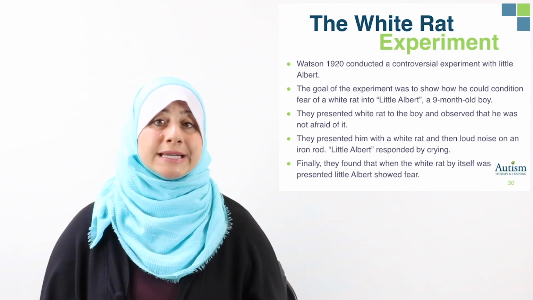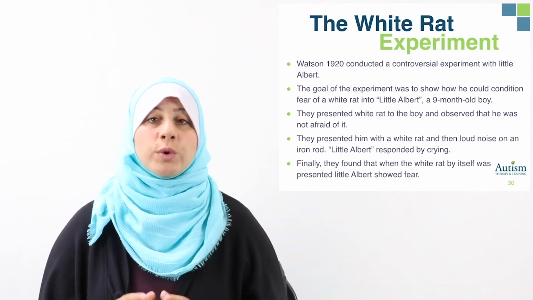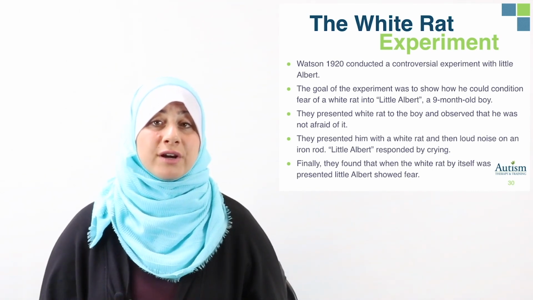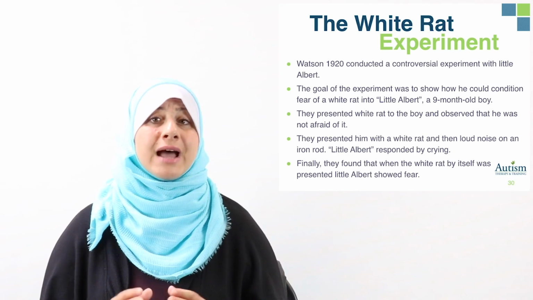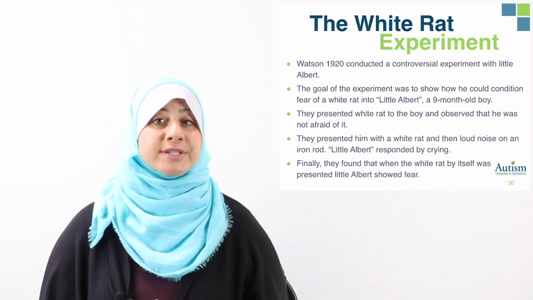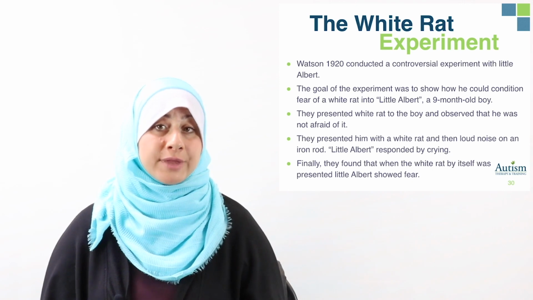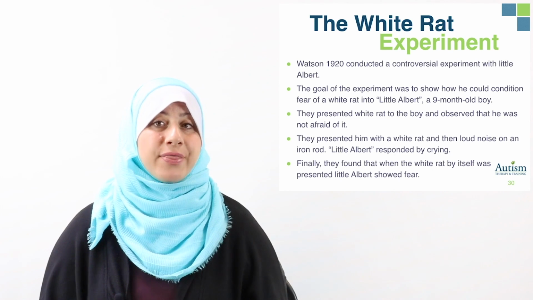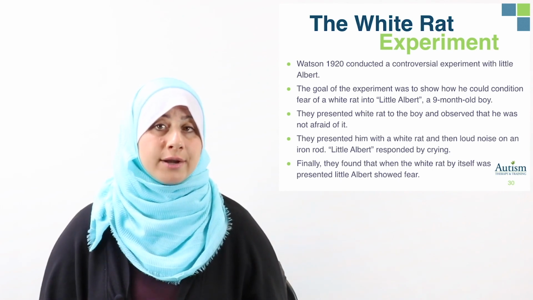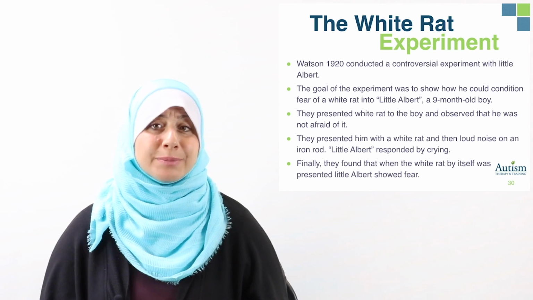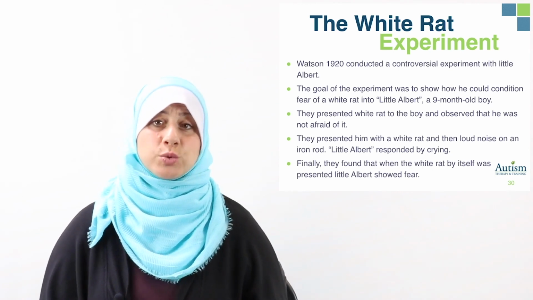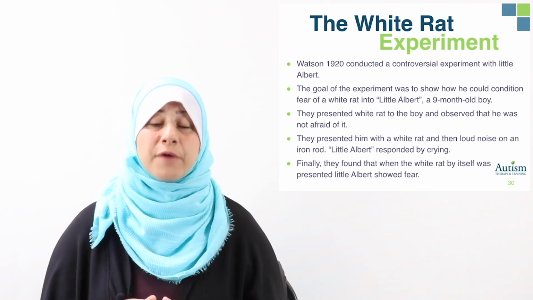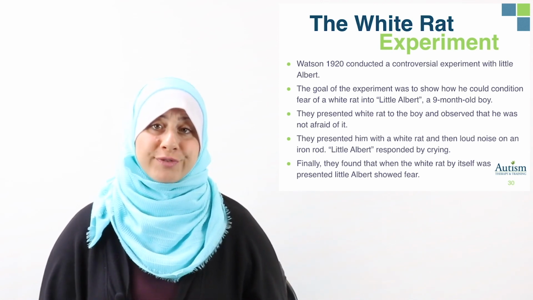Watson in 1920 conducted a controversial experiment with little Albert. The goal of the experiment was to show how we could condition fear of a white rat into little Albert, a 9-month-old boy. First, they presented a white rat to the boy and observed that he was not afraid of it. Second, they presented him with a white rat and then a loud noise on an iron rod. Little Albert responded by crying. The second presentation was repeated several times. Finally, they found that when the white rat by itself was presented, little Albert showed fear.